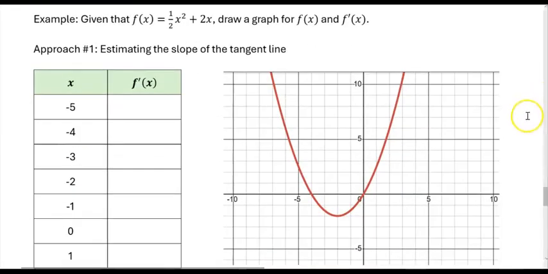All right, now when it's a curve, it gets a little more interesting. This one says, given that f of x is 1/2 x squared plus 2x, draw a graph for f of x and f prime of x. Now I already did the first part. I already graphed f of x on the graph. You can see it there. We're just going to graph f prime of x.